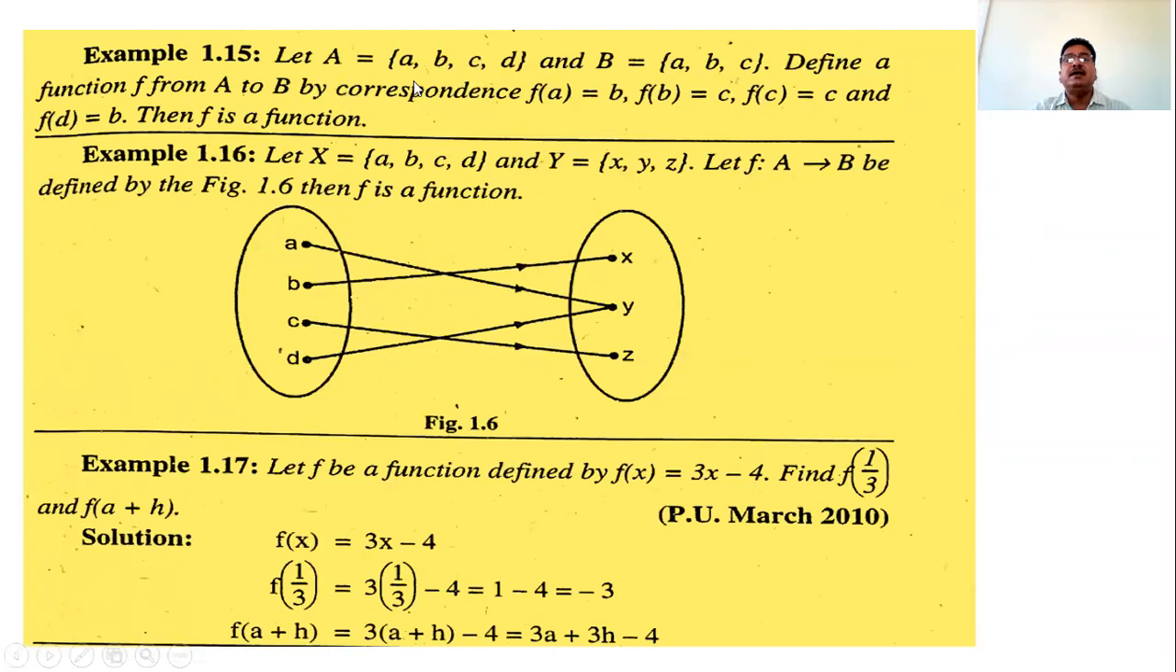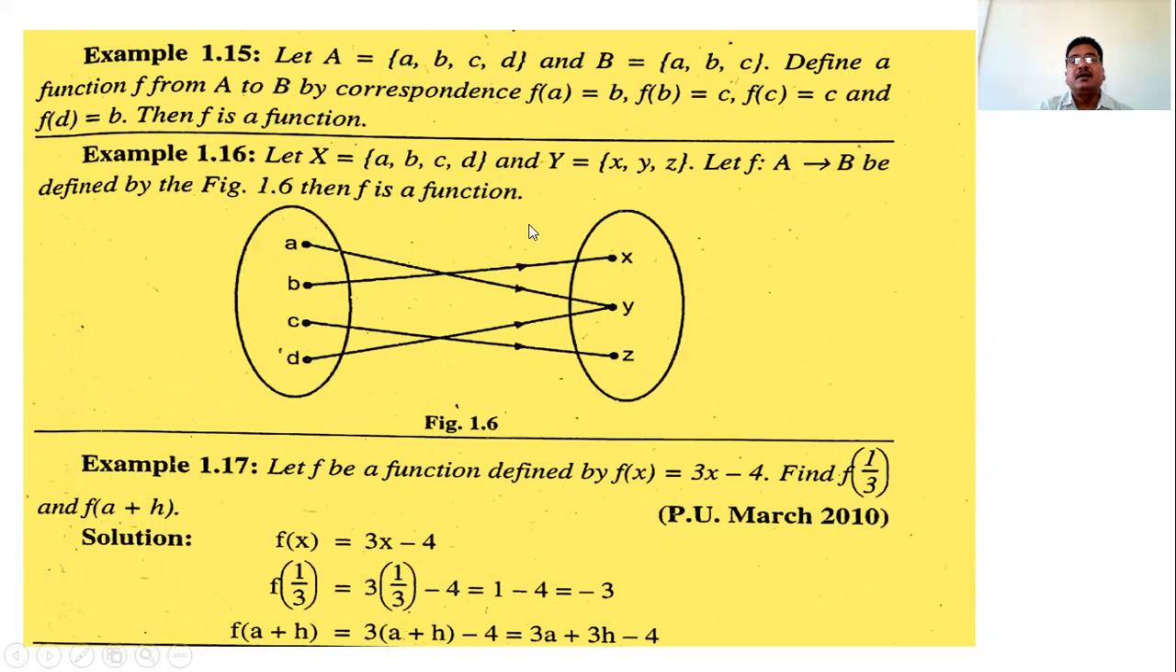Here is an example: A is the set {a, b, c, d} and B is the set {a, b, c}. Define the function from A to B by this formula: f of a is b, f of b is c, f of c is c, and f of d is b. Then f is a function. Why? Because both conditions, each and unique, are satisfied. Each element a, b, c, d of A is related to someone, and each is related to only one, a unique element, and therefore this f is a function.